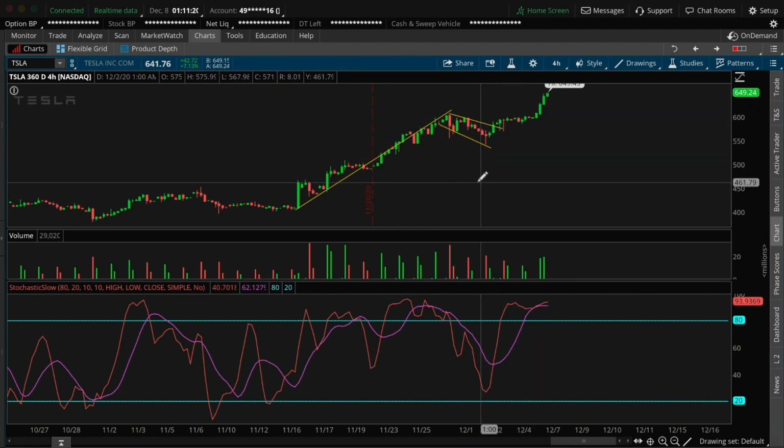causing this rally. And this would be the 4th touch. 1, 2, 3, 4, and this 4th touch broke up, and stochastics curled up, causing this rally of 50 points from previous all-time highs.